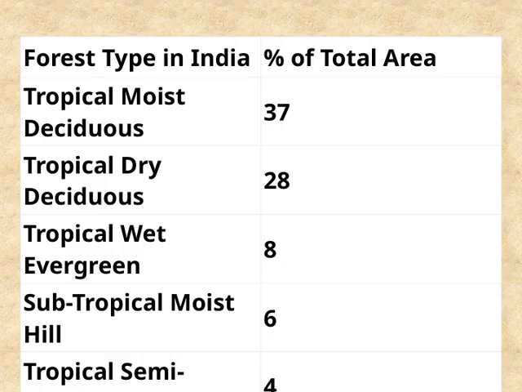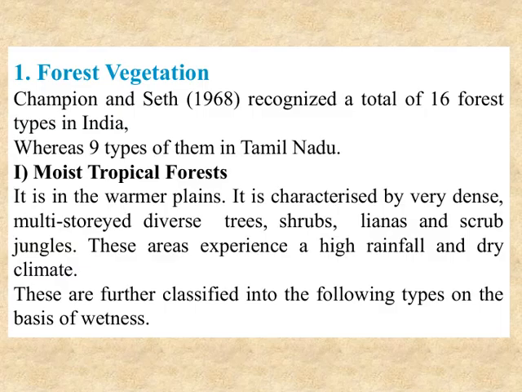The remaining forest types are spread over areas less than 4%, highlighting the diversity and varied climatic zones across the country. This distribution reflects India's vast ecological diversity and the importance of conserving these different forest types within our overall environmental strategy.